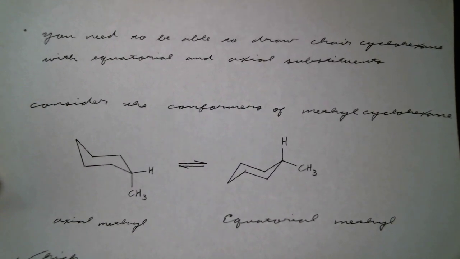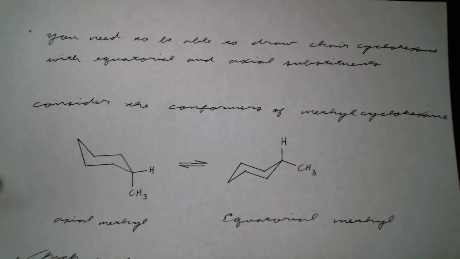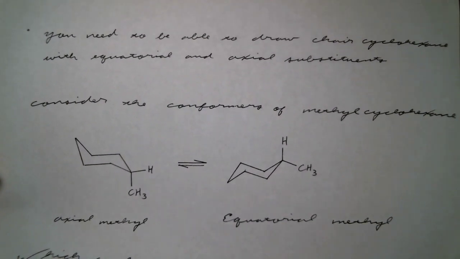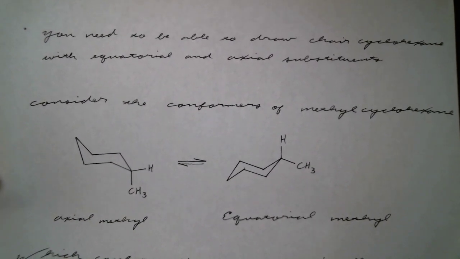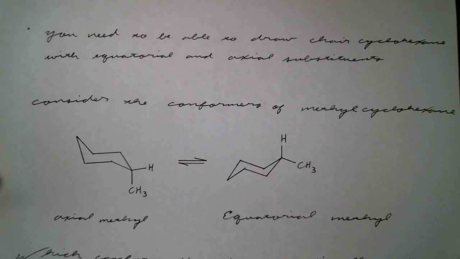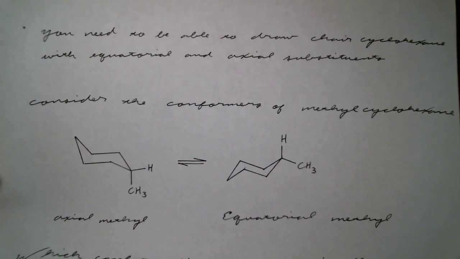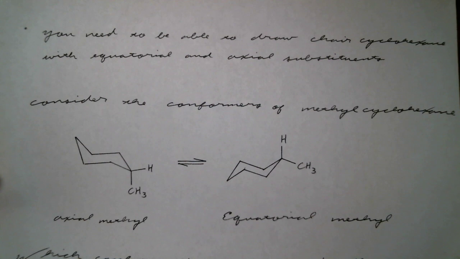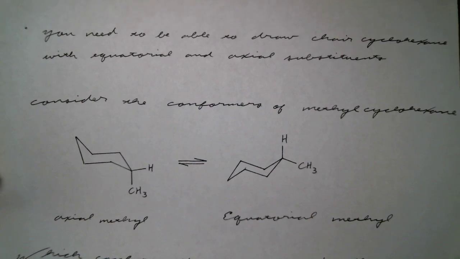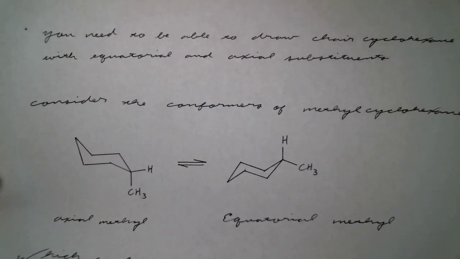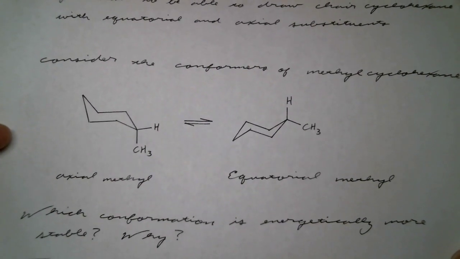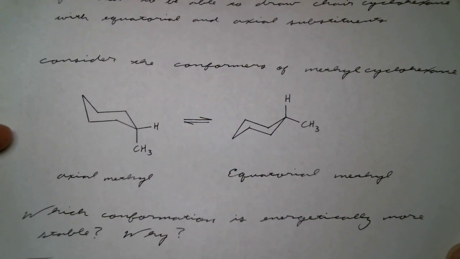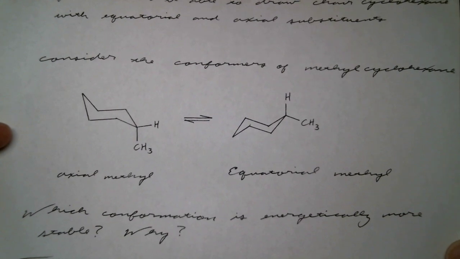You will need to be able to draw chair cyclohexane with equatorial and axial substituents. Of course, it's always nice to practice. So let's consider the conformers of methyl cyclohexane. We could have a chair conformer in which our methyl group is axial. And of course, if we flipped that chair to the other potential chair conformation, the methyl group would be equatorial in that other chair conformation. So which conformation is energetically more stable? And then we need to ask the question, why?